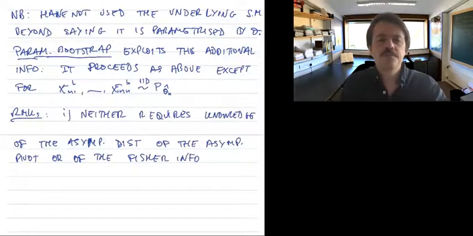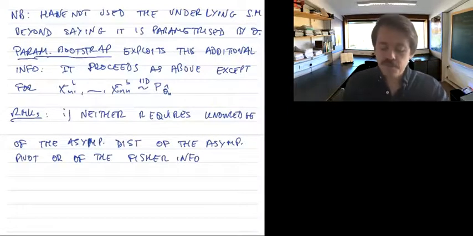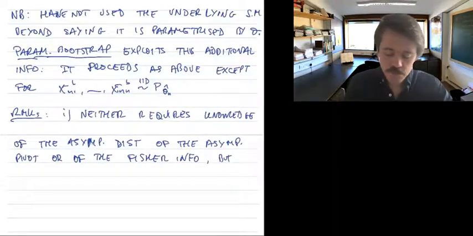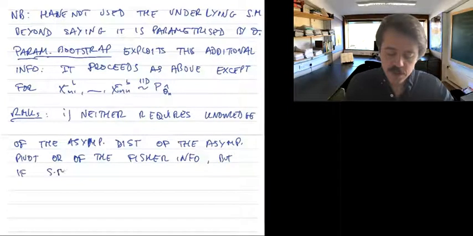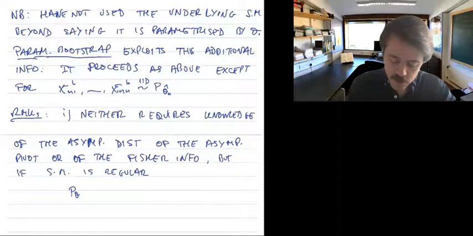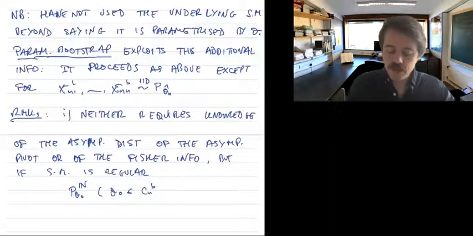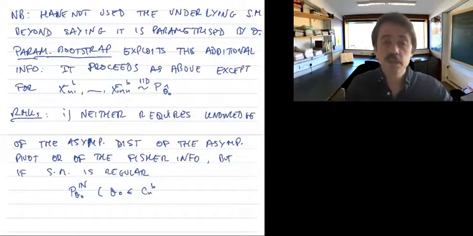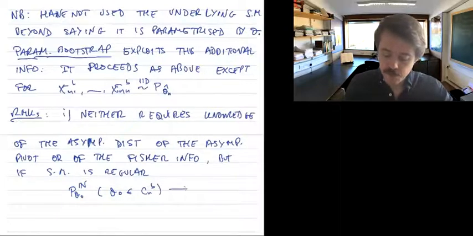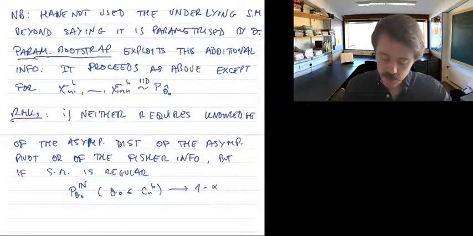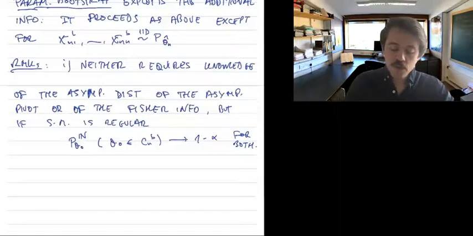Even less so, right? Okay, but we still have that if the statistical model is regular, then it still holds for both of these procedures that the probability, when theta naught, the true parameter, is in these intervals, and this can be for the non-parametric and also for the parametric, is going to converge to 1 minus alpha, yeah, for both procedures. Okay, so that's one thing.